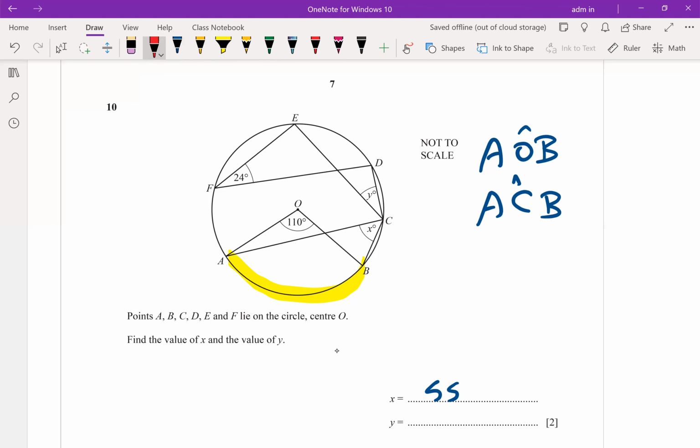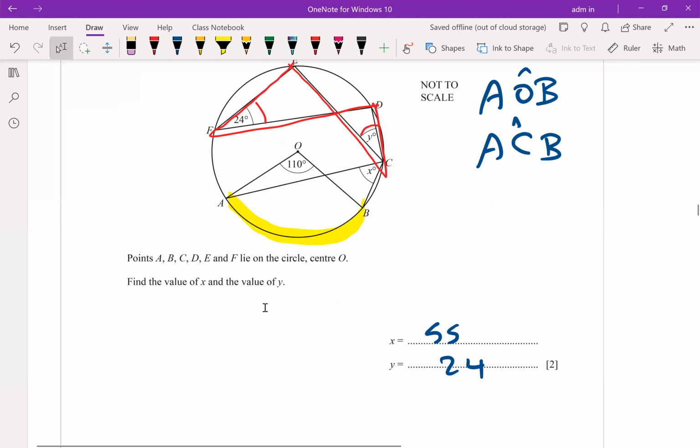What else? Look at 24. How can I get angle Y? Measure of angle Y is 24. Give a reason. Circumference angles subtended by the same arc, or the same segment. See, EFD and ECD are subtended by the same segment, the same arc. Correct. Again, two circumference angles subtended by the same segment on the same arc will be equal. So the measure of angle Y is 24.